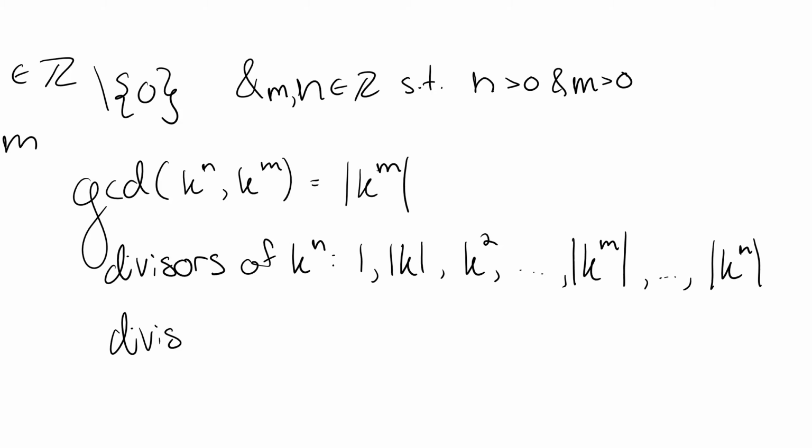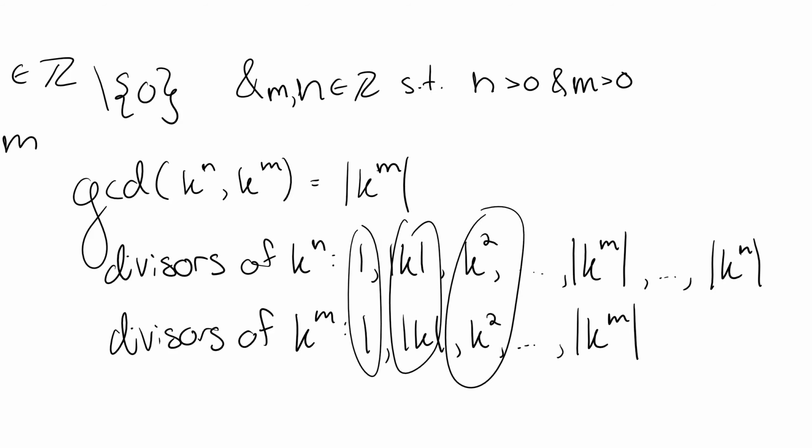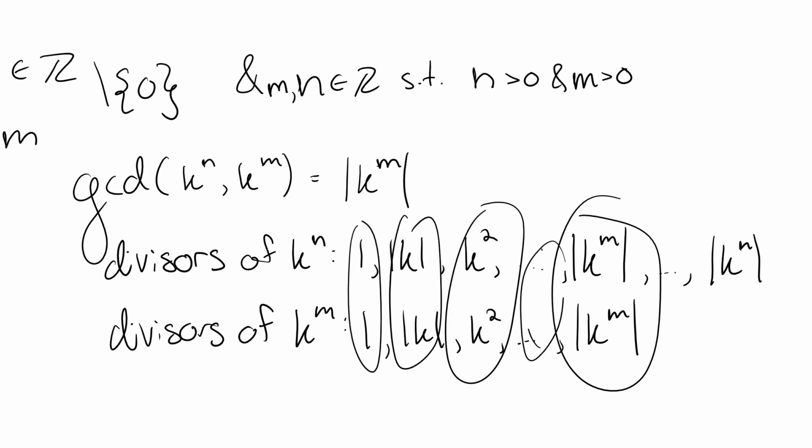So divisors of K to the M, well, that stops a little earlier, doesn't it? That stops right here. So they have this in common, they have this in common, all these in common. But most importantly, they have that in common. That's going to be the biggest out of all of them. Okay?